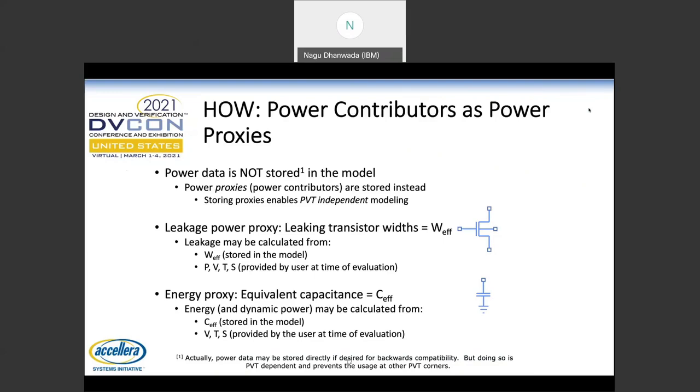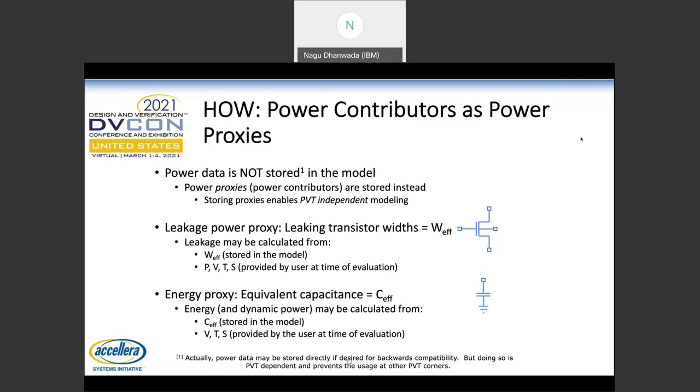Similarly, you can also think of an energy proxy, which models your dynamic power, where you essentially store equivalent capacitance in the model and not the dynamic power in the model. So essentially, you're storing the equivalent capacitance, and to get to energy and dynamic power, you will use the C effective, which is stored in the model, and then provide the voltage, temperature, and state, which could be provided by the user at the time of evaluation.